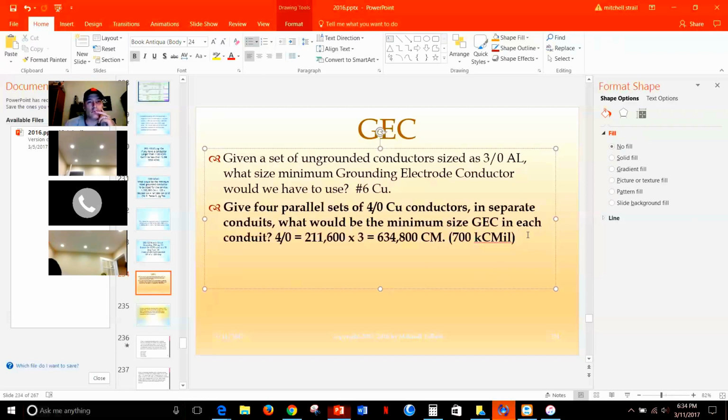Then you go back to page 121. And 750, 700. 2-aught. And I'd have 4 2-aughts, 1 in each one of those parallel sets. Okay. That makes sense? Yes, sir.